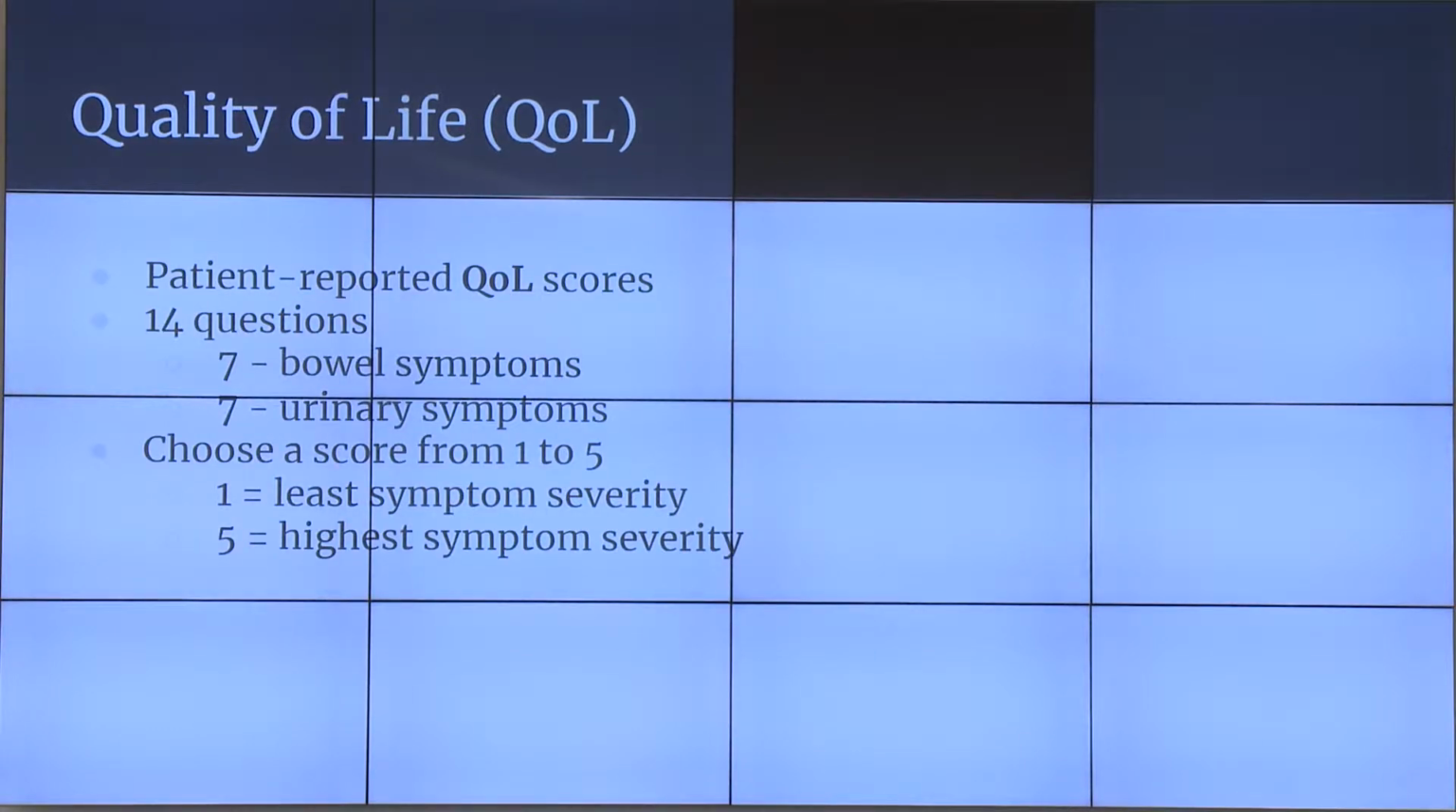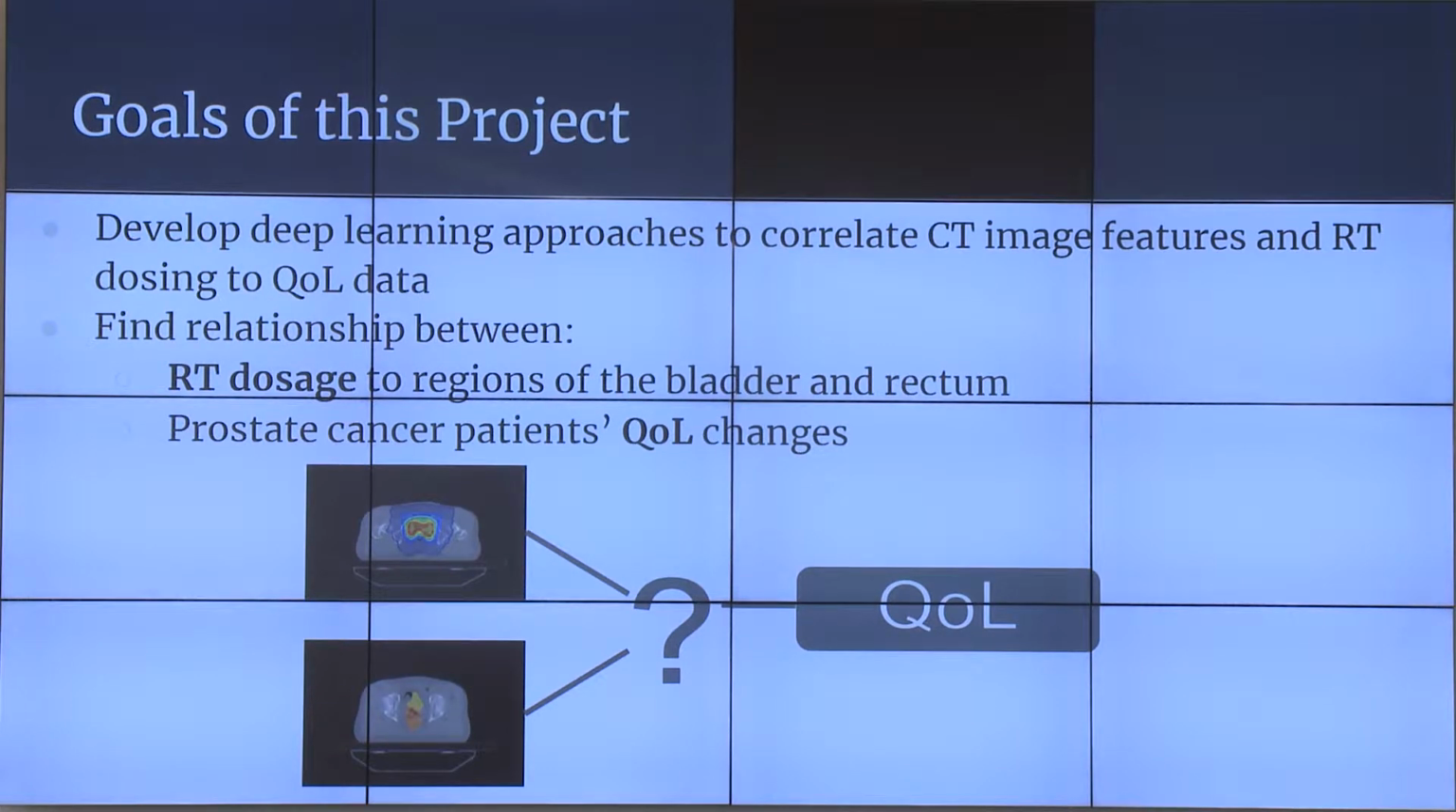Then, as for the quality of life data, we have patient-reported quality of life scores. Our survey was of 14 questions that asked about different kinds of symptoms. 7 questions asked about bowel symptoms, and 7 questions asked about urinary symptoms. Each patient chose a score from 1 to 5 to indicate the severity of the symptom, 1 indicating the least amount of symptom severity or none at all, and 5 indicating the worst symptom severity.